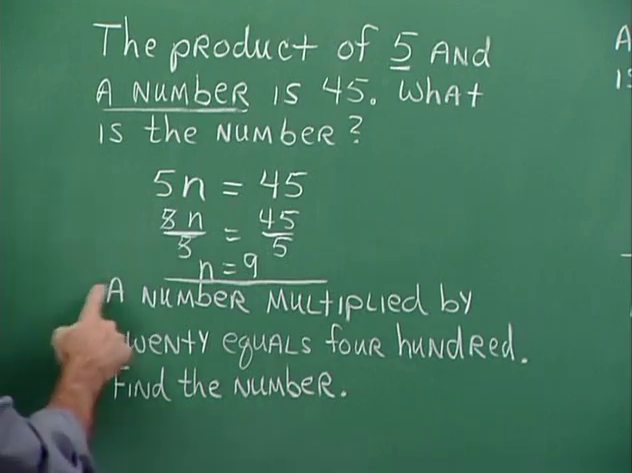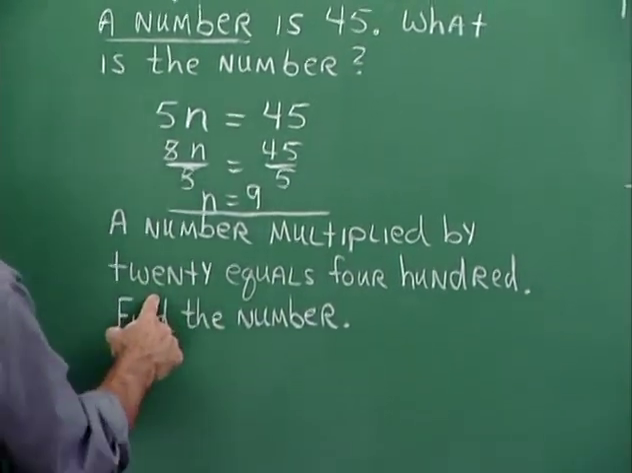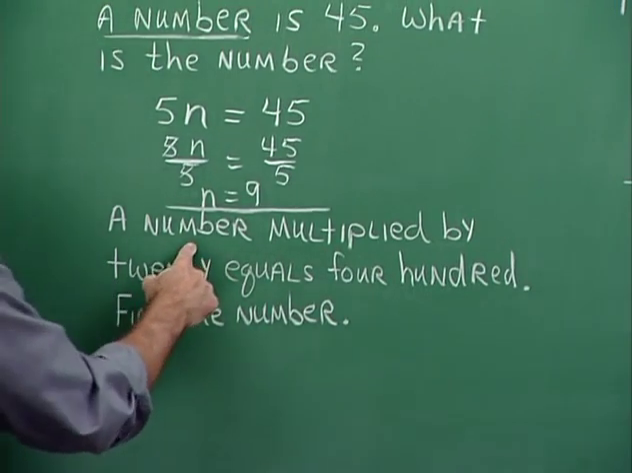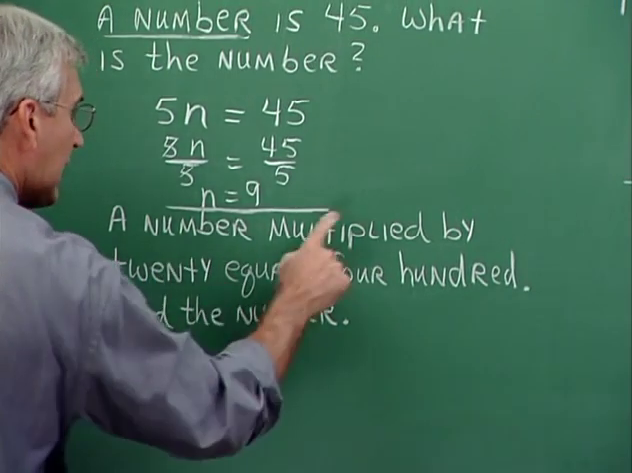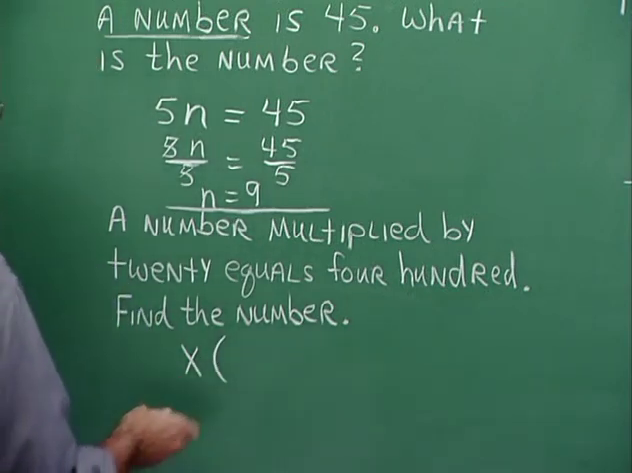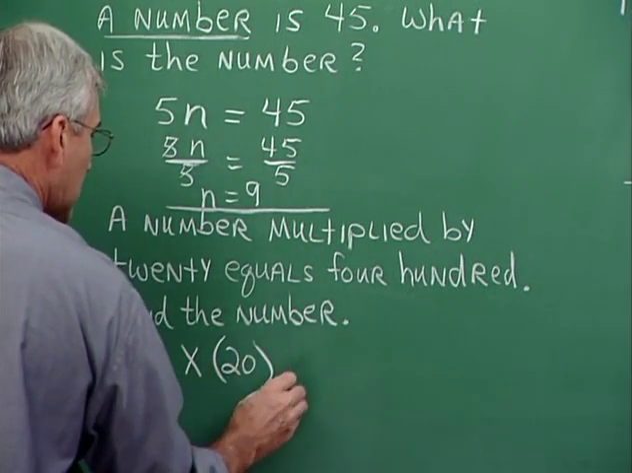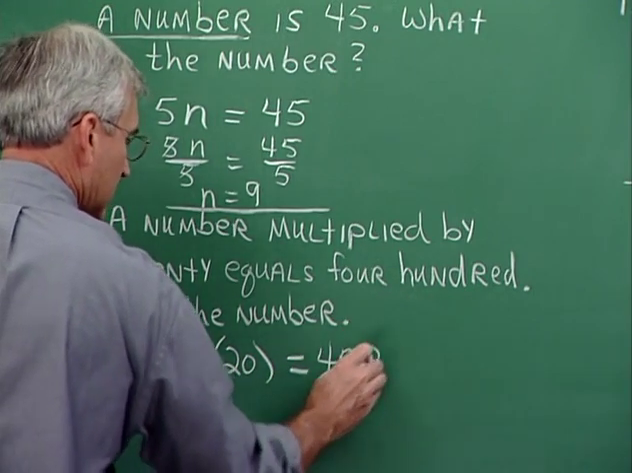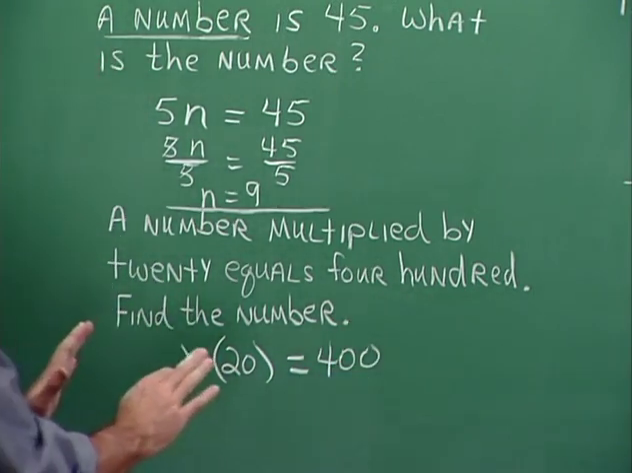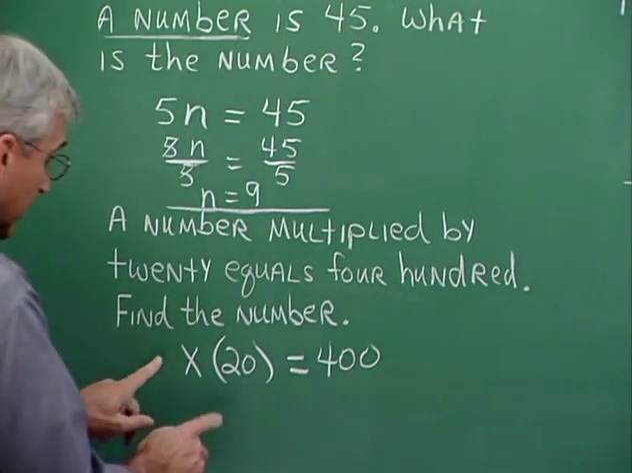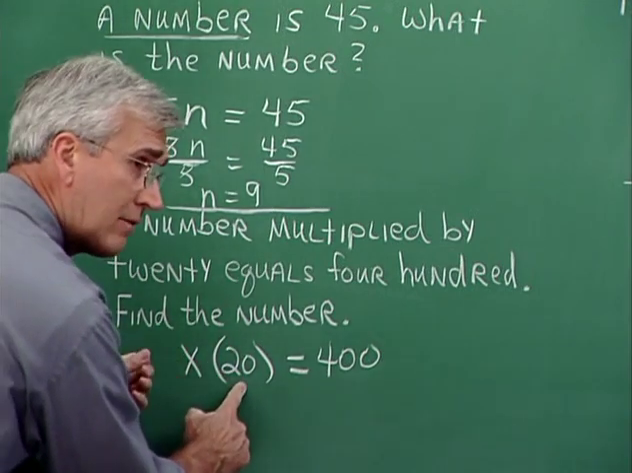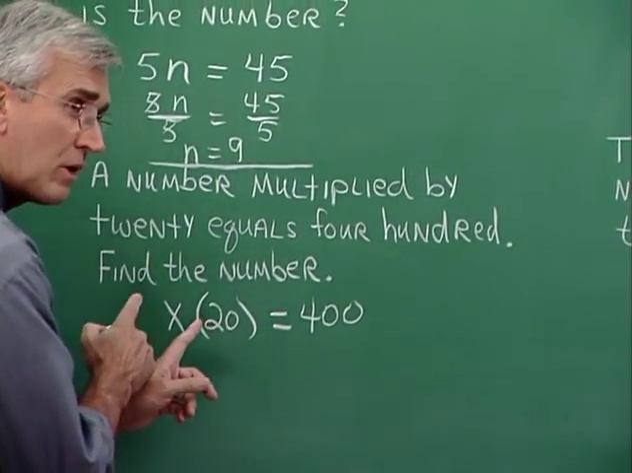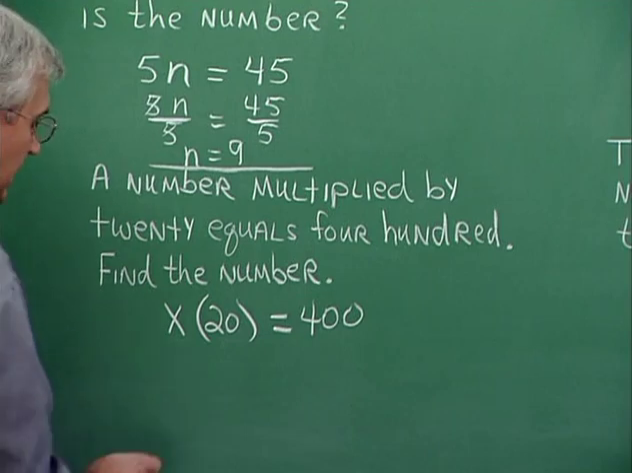Here's another one. A number multiplied by 20 equals 400. A number, like x, multiplied by, times 20 equals 400. You see, now we have a similar situation. We have a number times a letter. Now, the number happens to be on the right side of the letter, but it doesn't really make any difference. We can write it the other way around if we want to by our commutative property of multiplication.